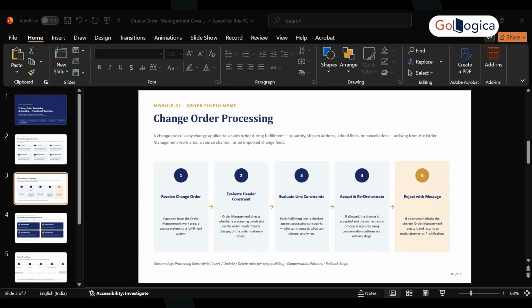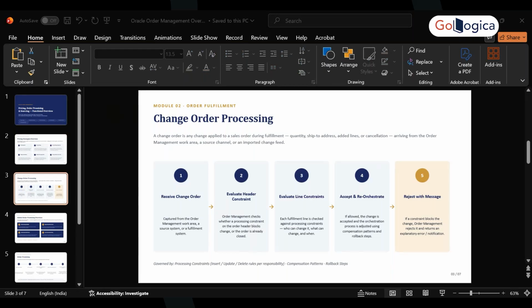And next up is accept and reorchestrate. If all the validations are successful, Oracle accepts the requested change. However, simply updating the sales order is not sufficient, since the fulfillment process may already be in progress. Therefore, Oracle automatically reorchestrates the fulfillment workflow. This means Oracle reviews the entire orchestration process and determines which fulfillment task needs to be adjusted.